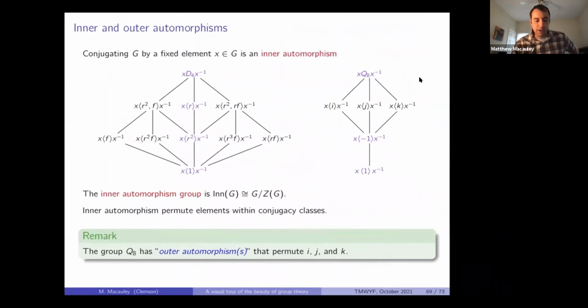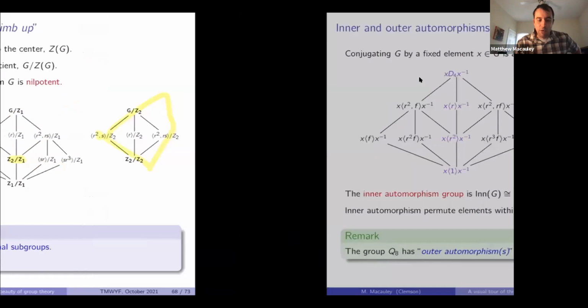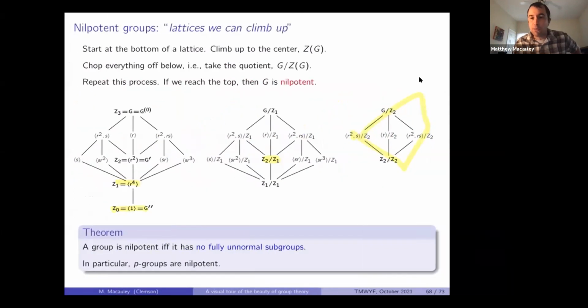And I don't have a fun characterization of nilpotent groups. Remember those totally unnormal subgroups? A group is nilpotent if it has none of those. That's a nice little way, because you have that visualization of that as bad as possible.